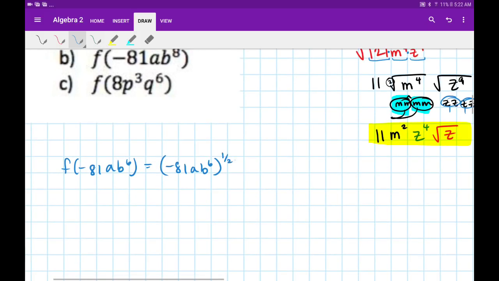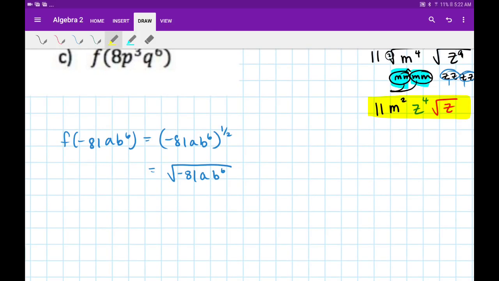So I'm taking it to the power of 1/2. So again, the power of 1/2 means the square root. And we will do it each separately. So the square root of a negative 81 is going to be 9i. Now the square root of a, well, there's only 1 in there, and I need to pull things out in groups of 2. So I don't have enough to pull any a's out, so that a remains inside the square root. And now I have b to the 6th.